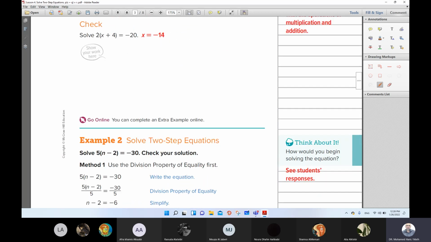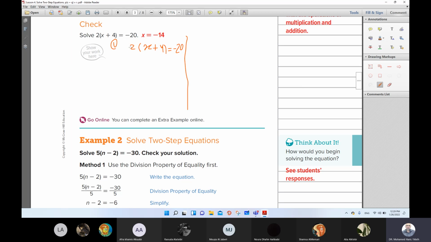In this example here we want to solve 2 multiply between parentheses x plus 4 equal minus 20. We have two methods to do this problem. The first method, rewrite the same equation. 2 multiply between parentheses x plus 4 equal negative 20. Then use the property of the equality.